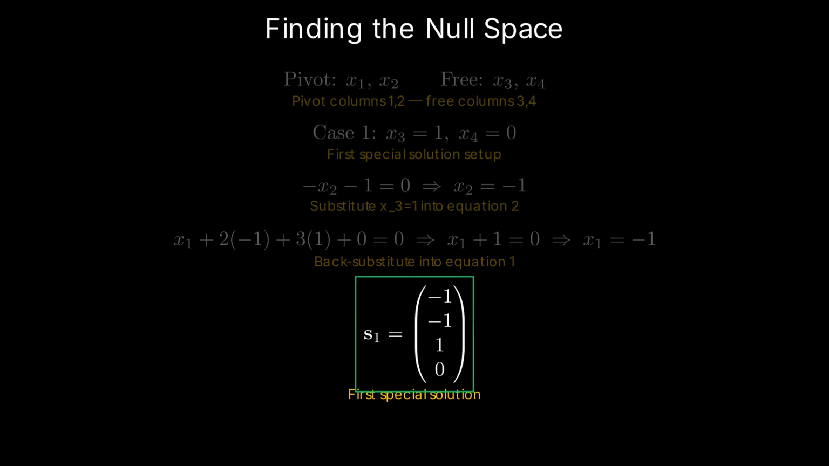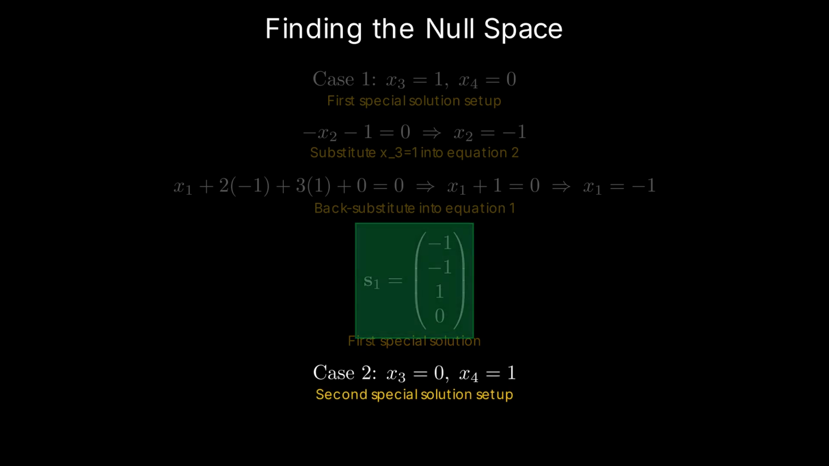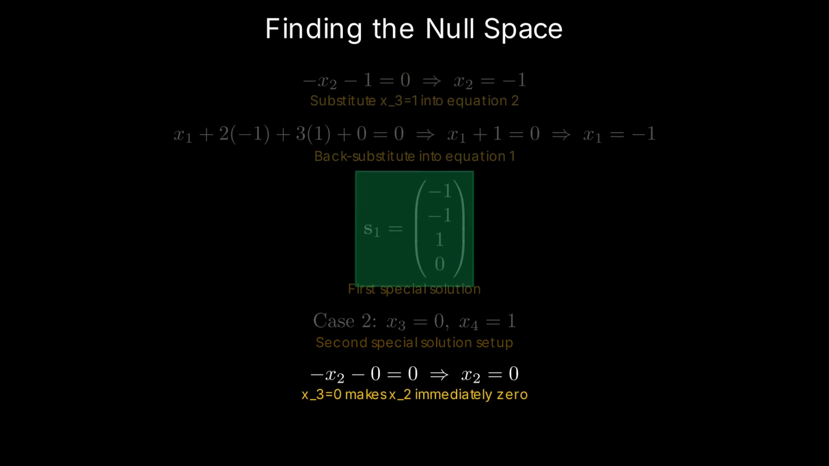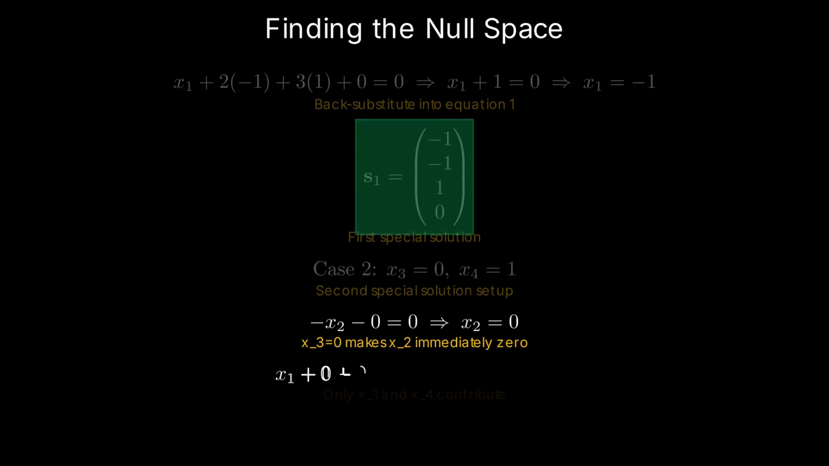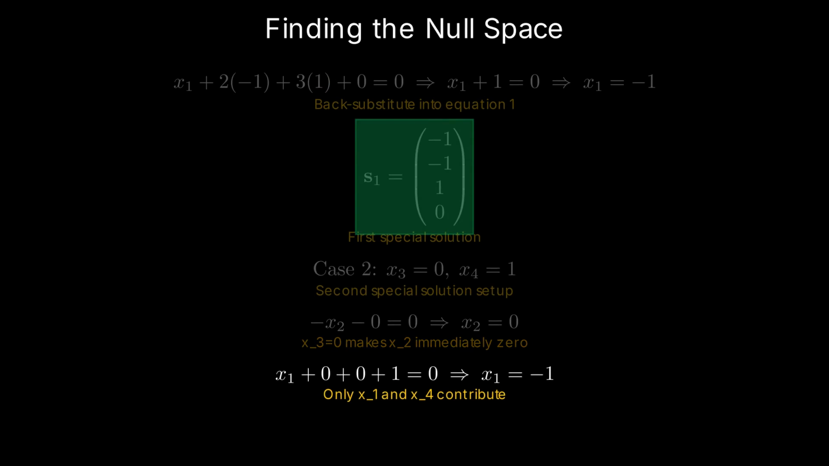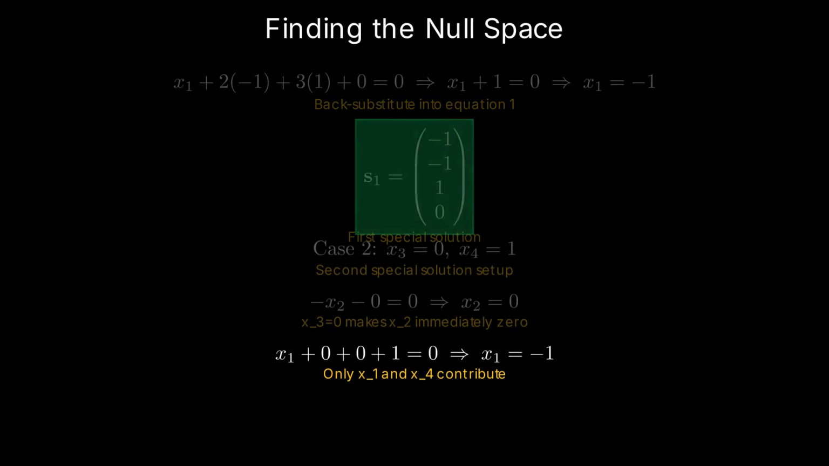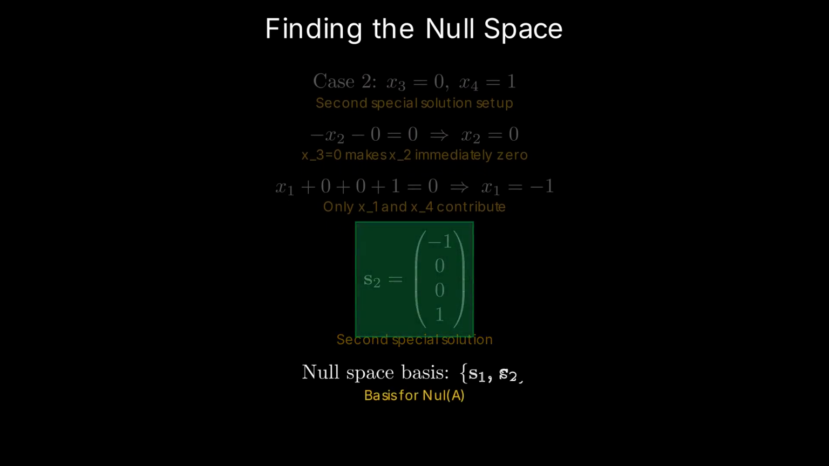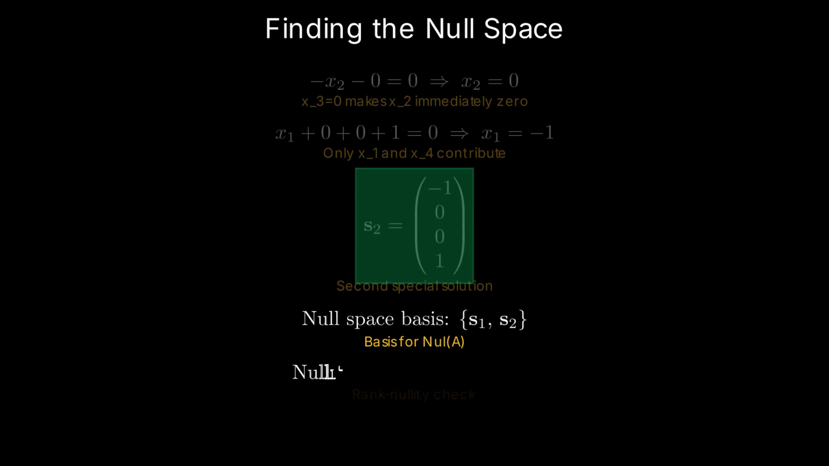Second case, set x3 equals 0 and x4 equals 1. Equation 2 gives negative x2 equals 0, so x2 equals 0. Equation 1 becomes x1 plus 0 plus 0 plus 1 equals 0, so x1 equals negative 1. Special solution S2 is the vector negative 1, 0, 0, 1. These two vectors form a basis for the null space. The nullity, the dimension of the null space, equals 2, and that matches n minus r, 4 minus 2.